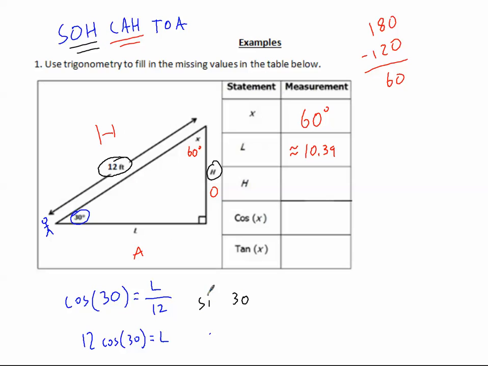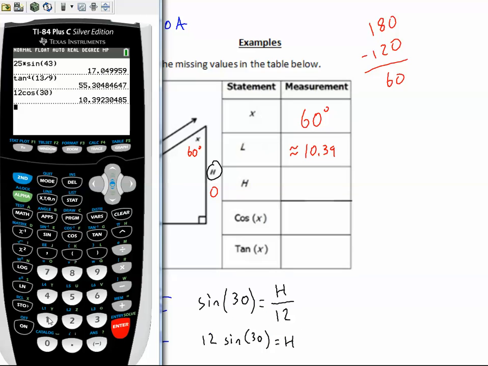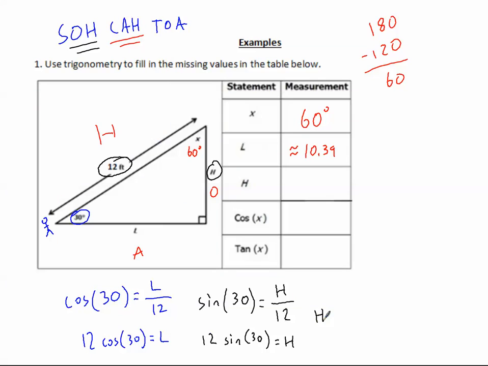So the sine of 30 will be equal to H over 12, opposite over hypotenuse. Same story as over here. Multiply the 12. To the calculator. 12 times the sine of 30 will give you exactly 6. H equals 6. Write it right here.